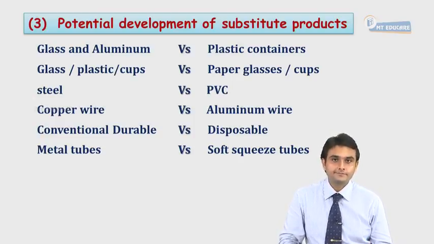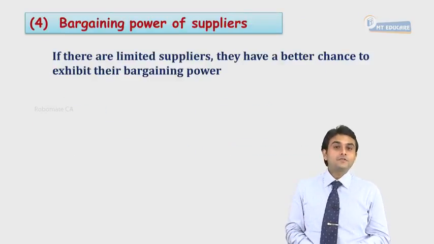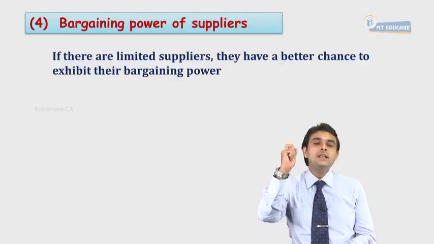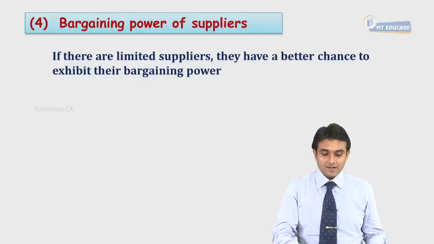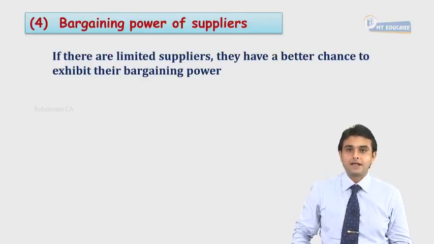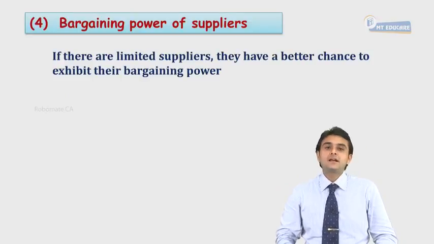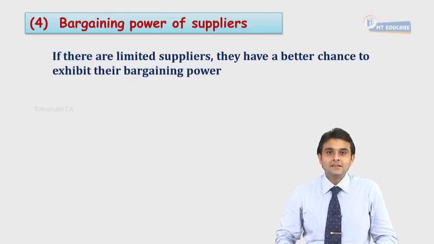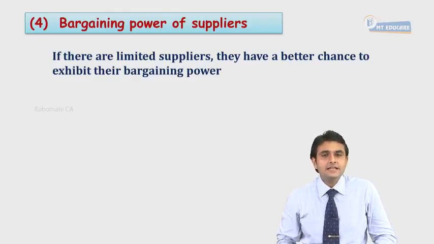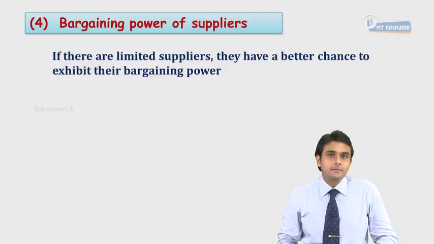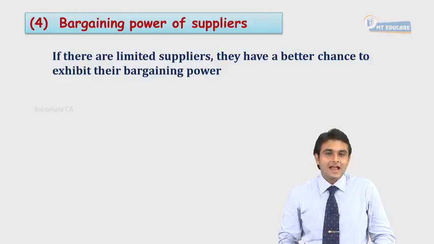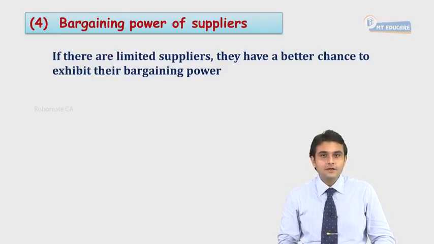Now, the fourth factor to consider here is the bargaining power of suppliers. If I depend too much on the suppliers, and if there are a limited number of suppliers in the market, they certainly exert their bargaining power, which means they have control over my raw materials. And this definitely tends to increase my competition.